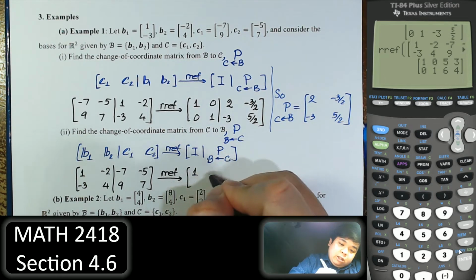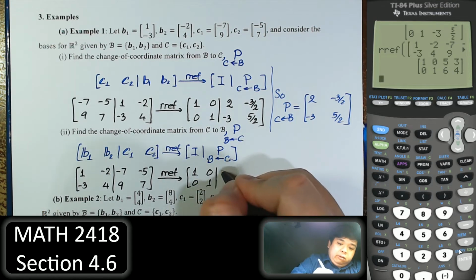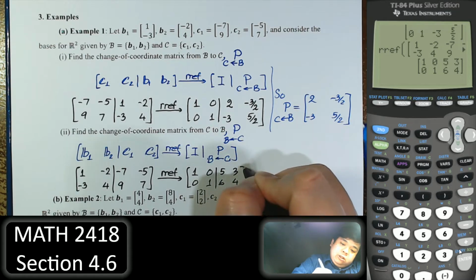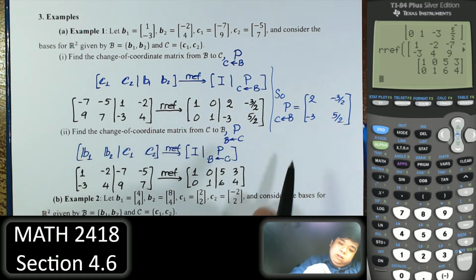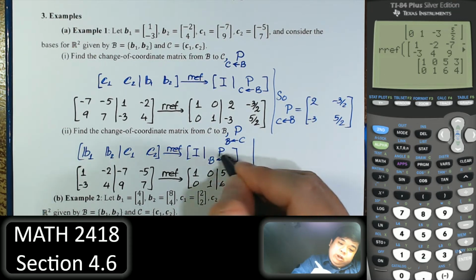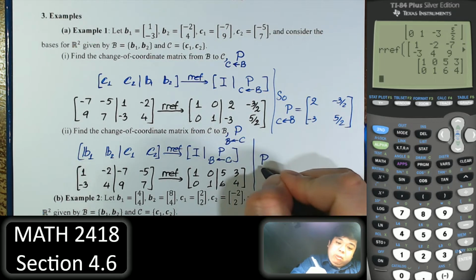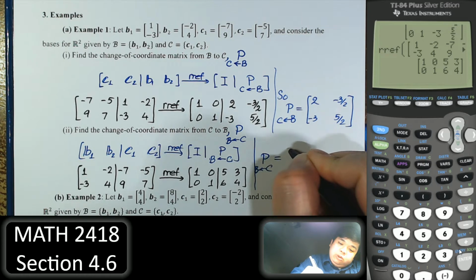Right, we have 1 0 0 and 1, 5, 6 3 and 4. Of course that's the identity, so we're going to have the change of coordinate matrix from C to B equal to 5 3 6 and 4.